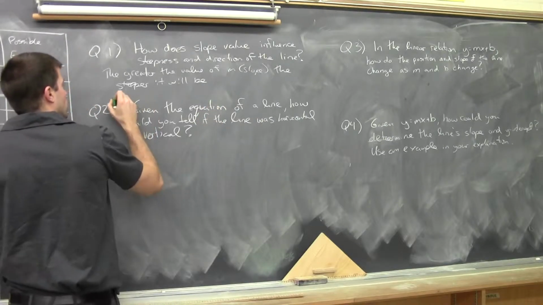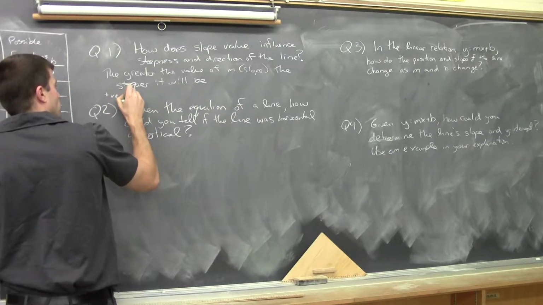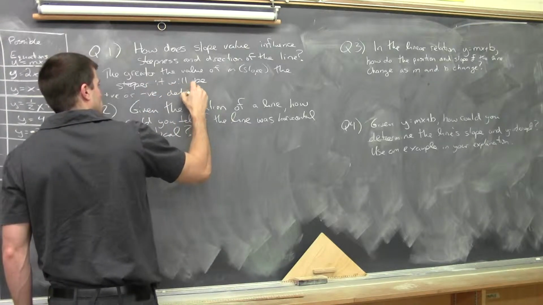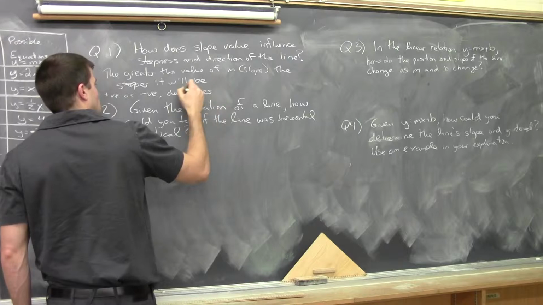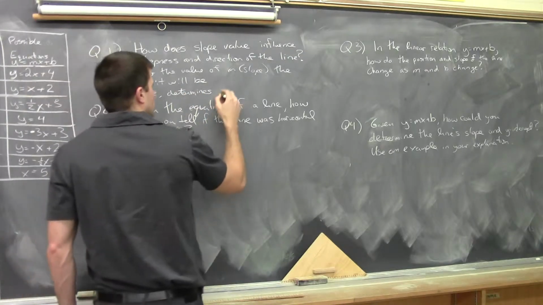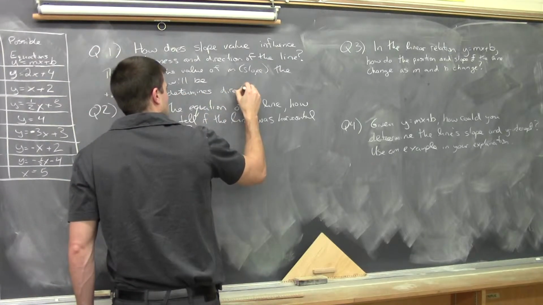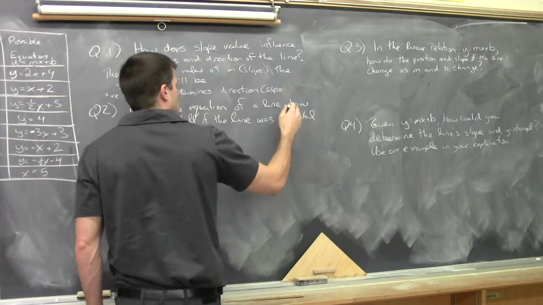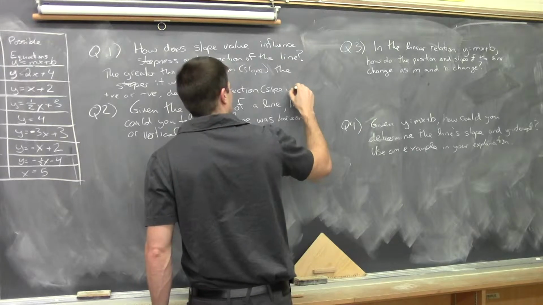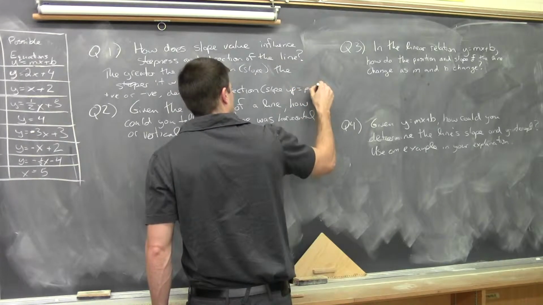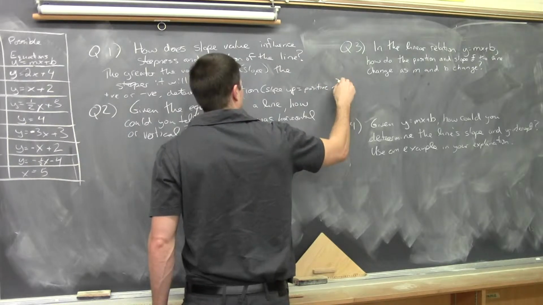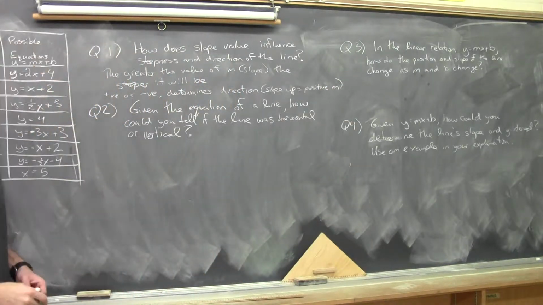Okay, and the positive or negative determines direction. So slope up is positive. Up is positive and vice versa for negative.